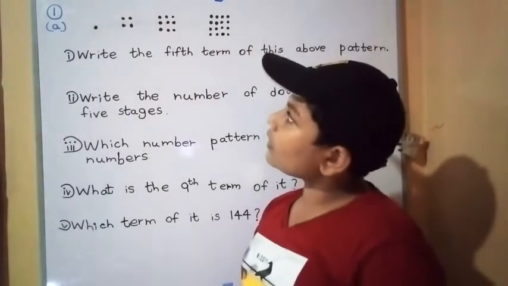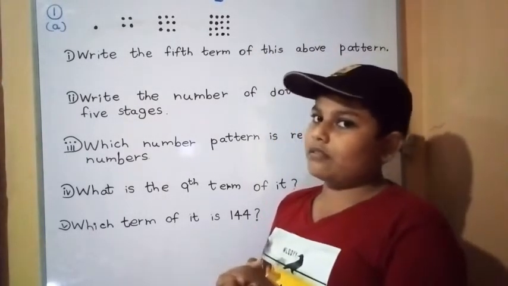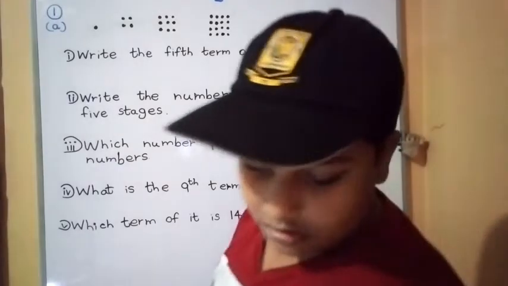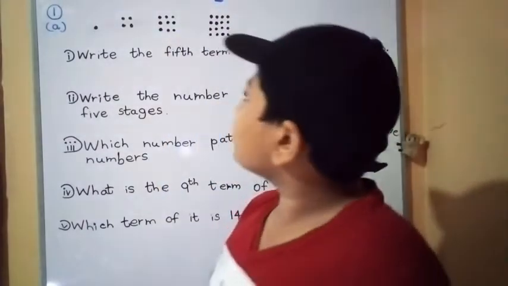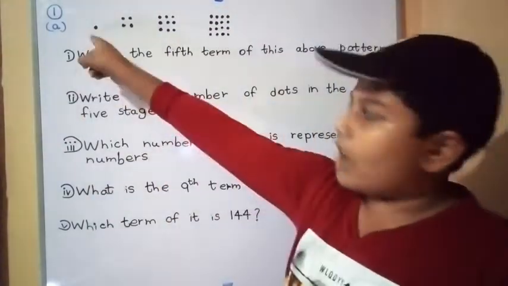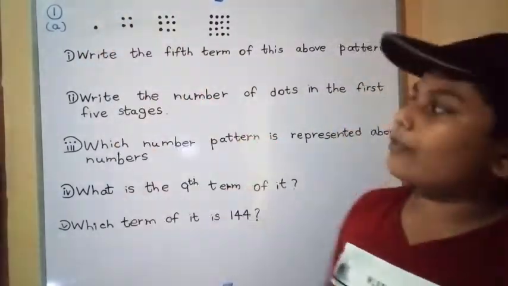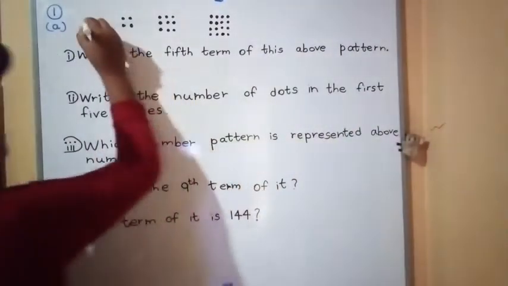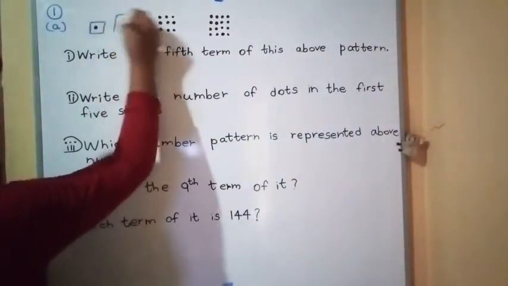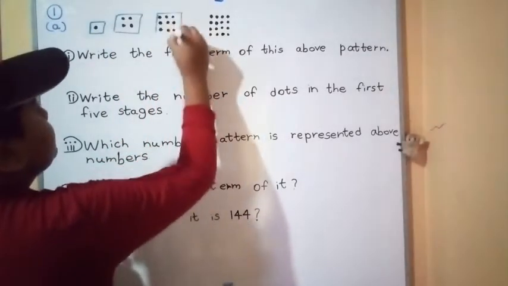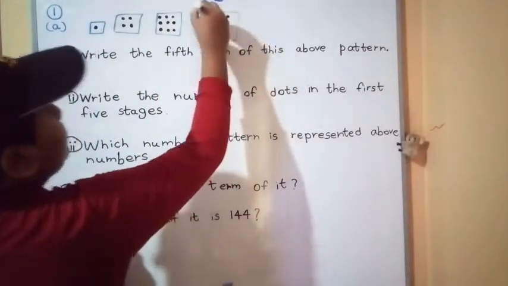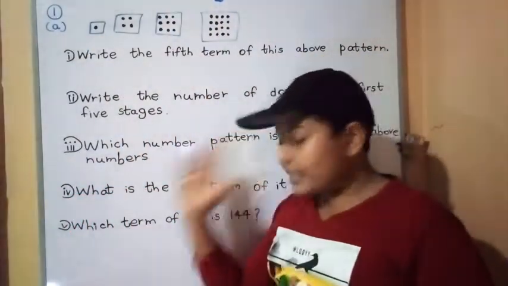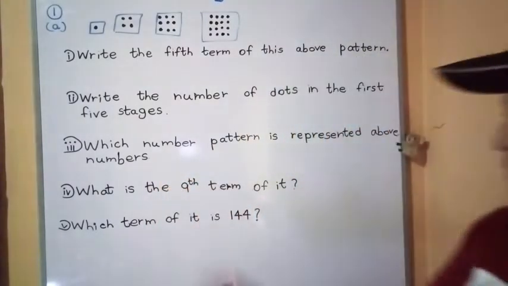Now, what is the first question? You look at the dots they have. They have 1 dot, then 1, 2, 3, 4, then 9, like this. Now, you look, they look like squares, right? Now you want to find the answers for the following questions.